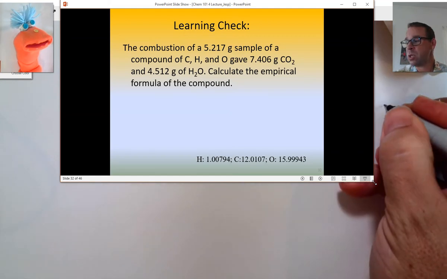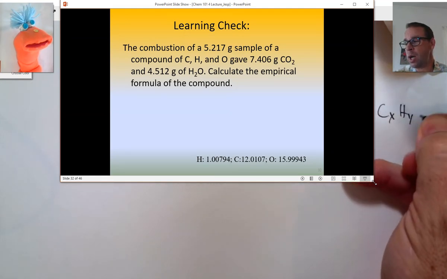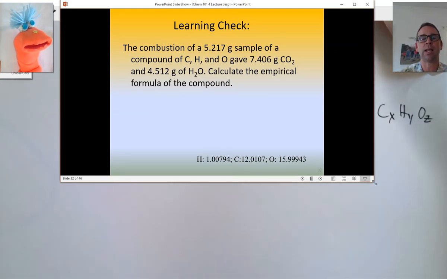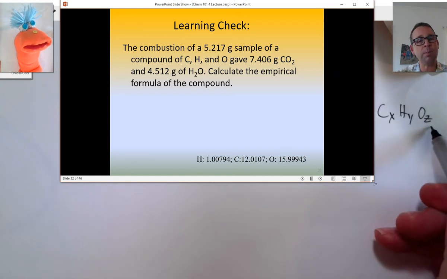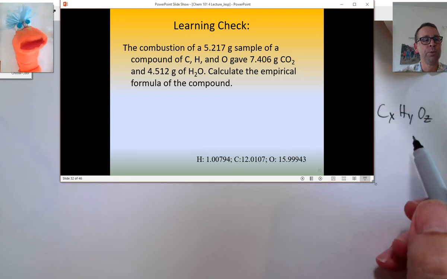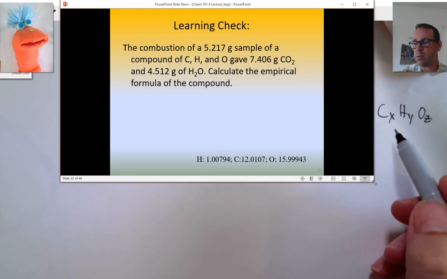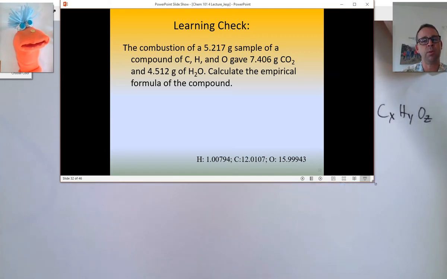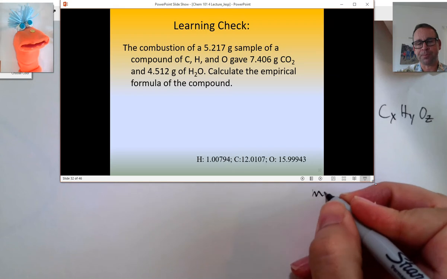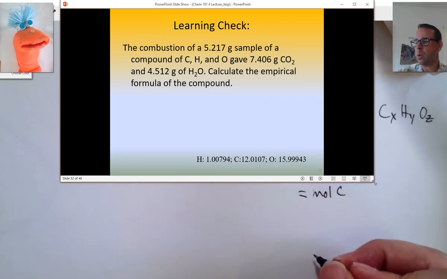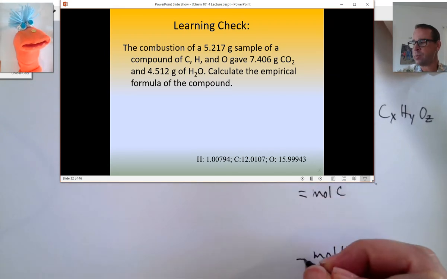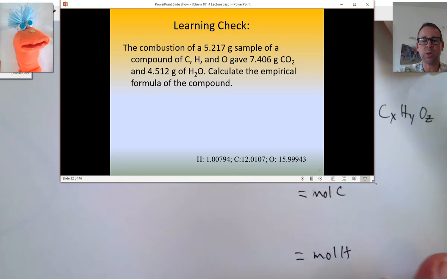So I'm after CxHyOz. I just need to know what x, y, and z are in this chemical formula, right? That's the empirical formula. And I need these in grams or moles? Moles, if you want to get the empirical formula. That's right, because those are not grams, they're moles. So I want moles of carbon. I want moles of hydrogen, right? So let's start with those two there.